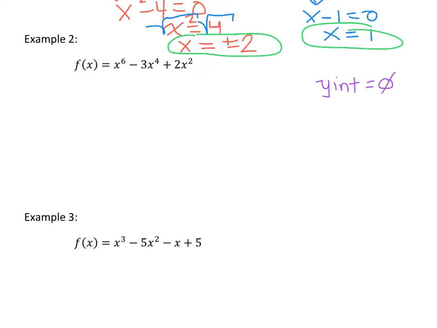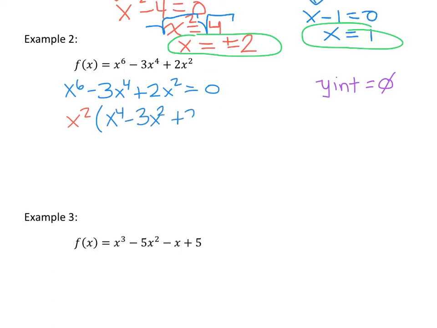All right, so we're going to set this function equal to 0, and we're going to try to factor it any which way we can. Notice that an x squared term can be taken out right away. So we can factor out an x squared term, and what we have left is x to the fourth minus 3x squared plus 2.